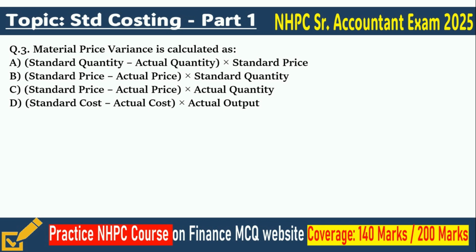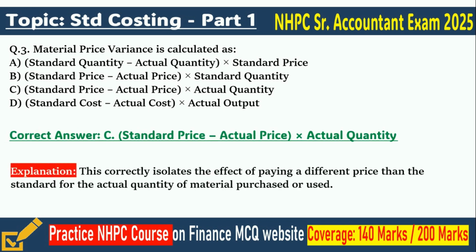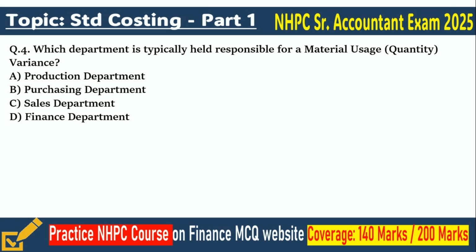Friends, here the correct answer is option C, standard price minus actual price into actual quantity. So friends, this correctly isolates the effect of paying a different price than the standard for the actual quantity of material purchased or used. So friends, one task for you here, let me know the formula for material usage variance in the comment box.